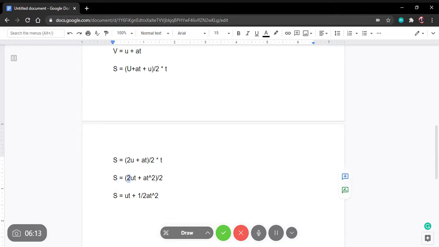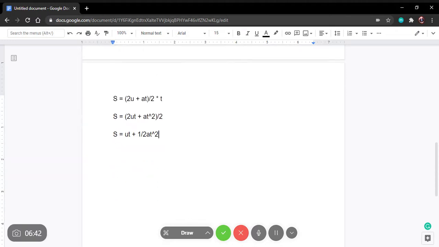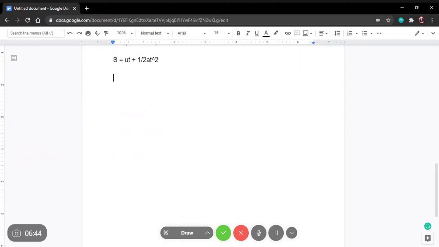Since we have a 2 over here, we can cut these two because 2 into 1 by 2 is 1, and 1 into whatever is equal to that number. So s is equal to ut plus half of at squared. Since we have divided by 2, we have this plus separating these two numbers. We divide at squared also by 2, so it's half of at squared. This is how the second equation of motion is derived.